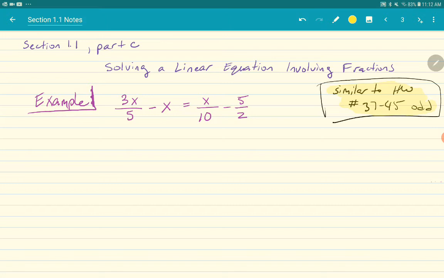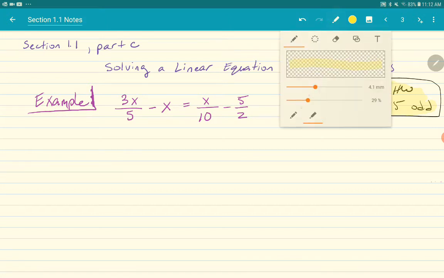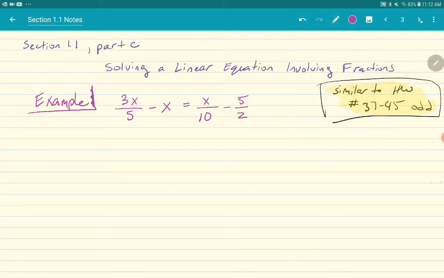All right, so one technique we can use to deal with fractions is by getting rid of the fractions. One way to do that is multiply the entire equation by the LCD. That's the least common denominator. And that is the same thing as the LCM of the denominators. So in this case, that's the LCM of 5, 10, and 2.